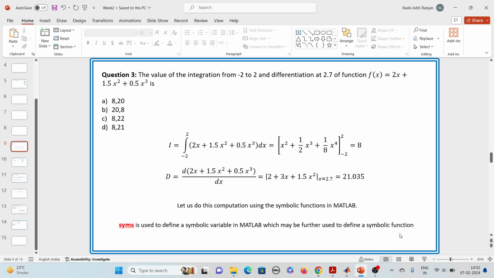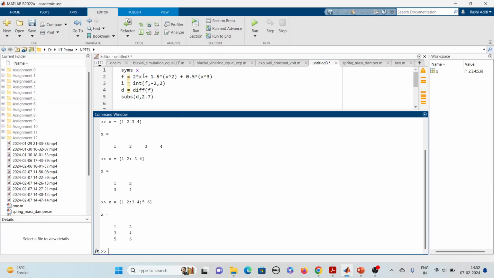So if I use this in MATLAB, here I have written the code, but I'll tell you step by step how this is going to work. I'll write syms of x.